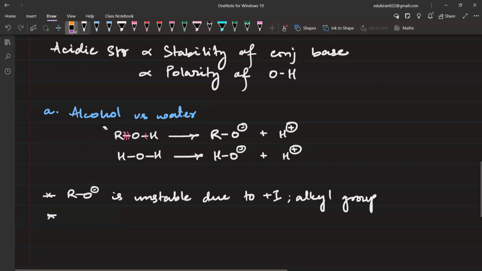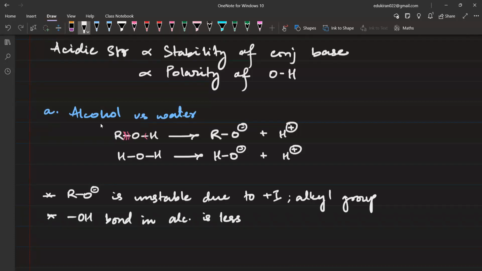So the next point that I can write here: the OH bond in alcohol is less polar due to plus I alkyl group.